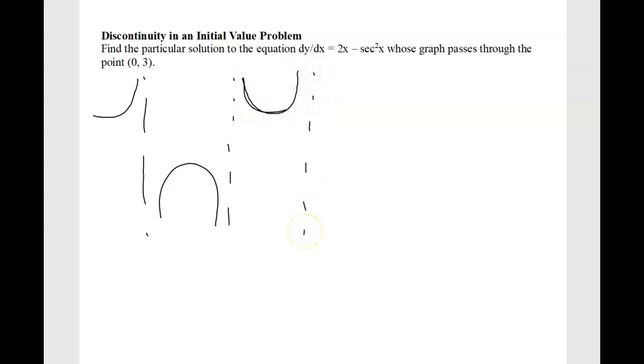What we know about secant is that secant has multiple vertical asymptotes. So our secant graph kind of goes increasing, then concave down, then another concave up. That pattern continues indefinitely with multiple vertical asymptotes. So that affects our initial value problems in the sense that we have to talk about their domains.